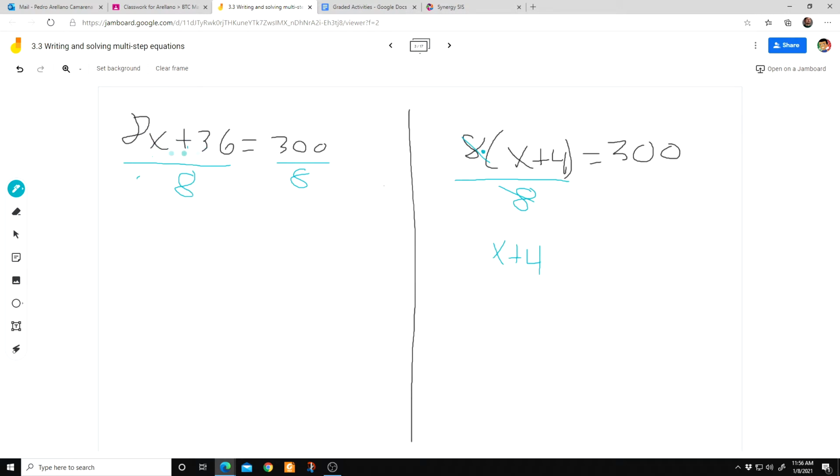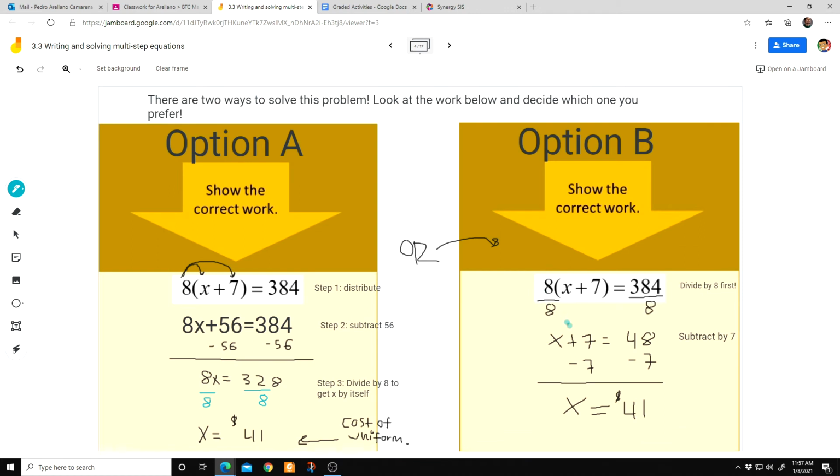That's why when you divide by 8, really, in this case, it's everything by 8. In this one, it's just this first number because the thing that separates these two here is a parenthesis, is multiplication. So when you divide, it's gone, and then you get 300 divided by 8. So we get 300 divided by 8, and you get x plus 4 is equal to, and then we can solve it out. So I want to show you the difference of those two, and that's what you did here.